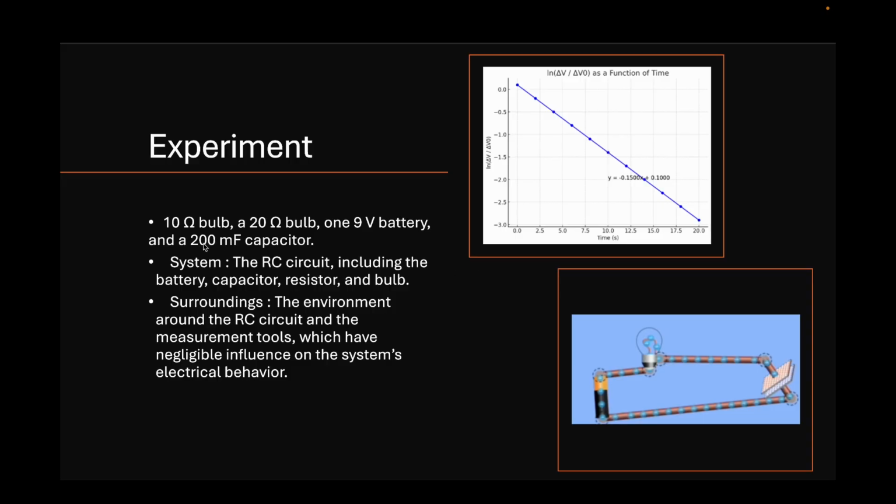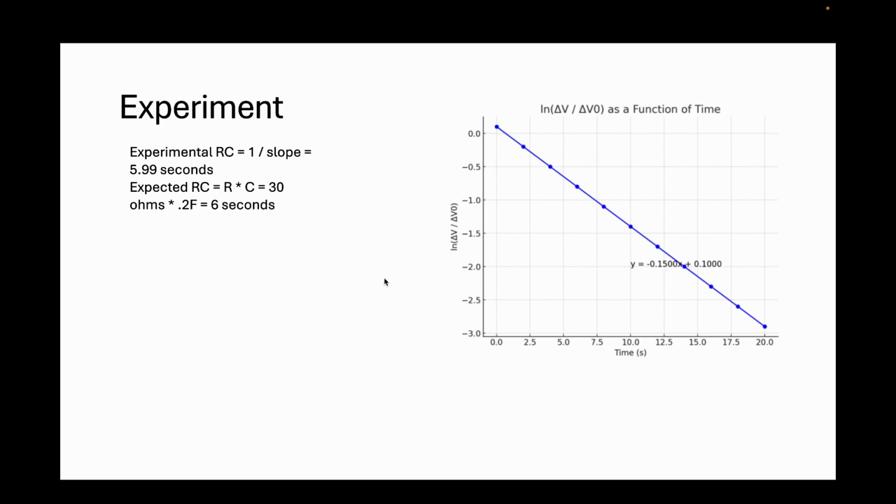For part 2, which included a 10 ohm bulb, a 20 ohm bulb, battery, and a capacitor, the results of plotting the log of voltage over the initial voltage will get you this graph, and this is what the setup looks like. And for the system of this experiment, it's the whole RC circuit, while surroundings is everything else, which isn't much because we're doing it online.